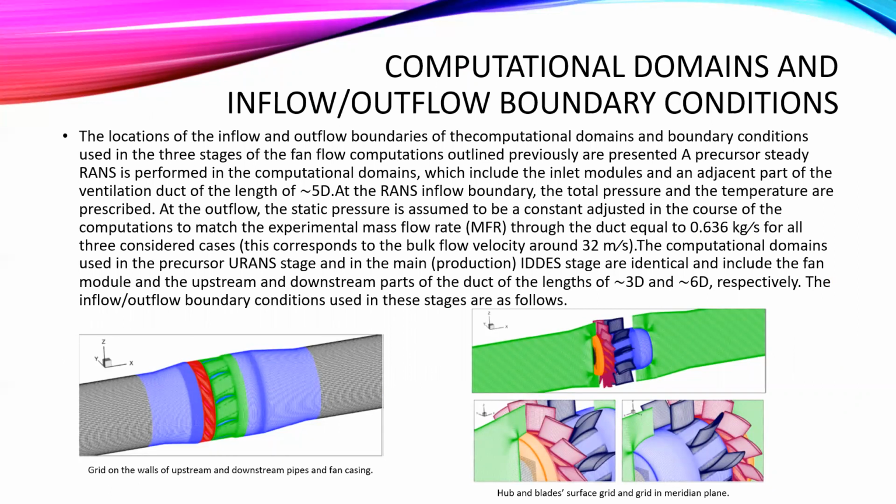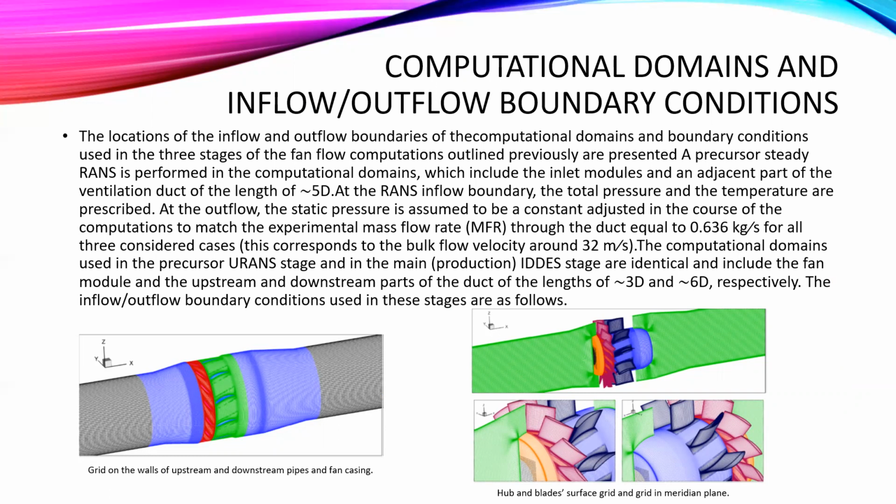At the outflow, the static pressure is assumed to be a constant, adjusted in the course of the computations to match the experimental mass flow rate through the duct, equal to 0.636 kg per second for all three considered cases, which corresponds to a bulk flow velocity of 32 meters per second.